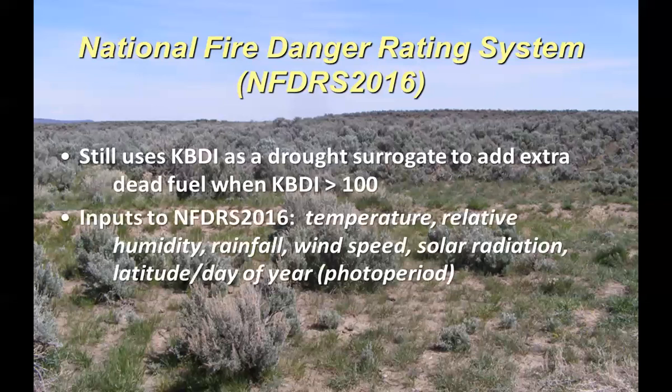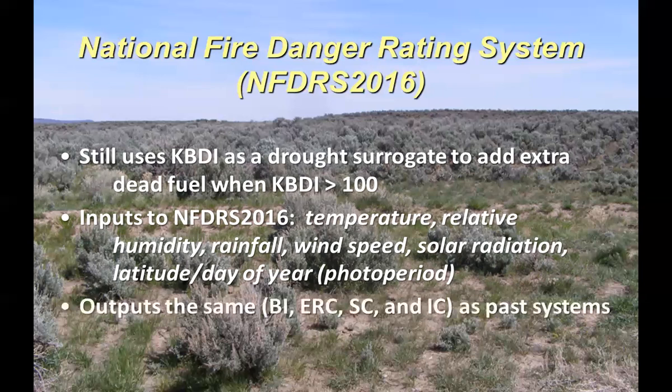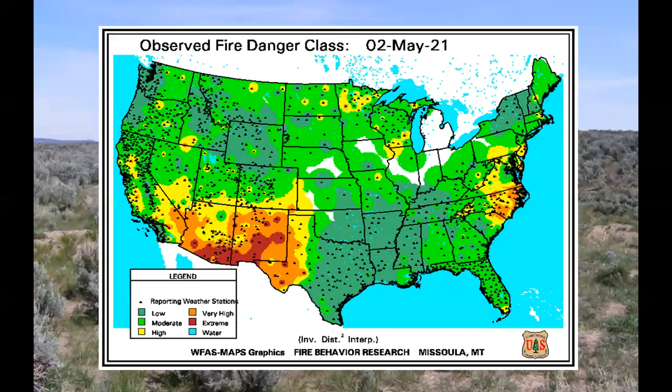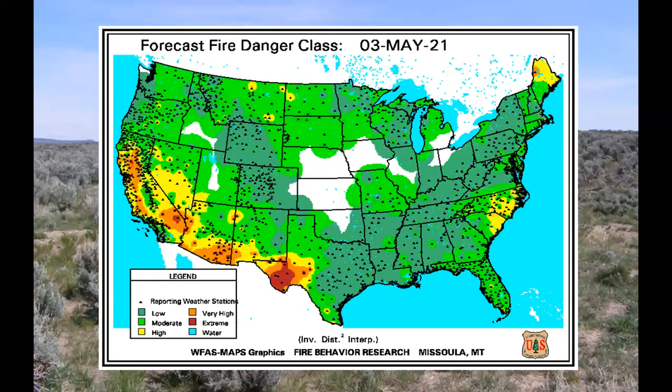And the inputs are temperature, relative humidity, rainfall, wind speed, solar radiation, latitude, and day of year, which are used to calculate photo period. Again, notice the lack of specific soil moisture information. The outputs are the same as in past systems: BI, ERC, SC, and IC. And the daily maps are created. Here's observed fire danger class on May 2, and here was the forecast for May 3rd.